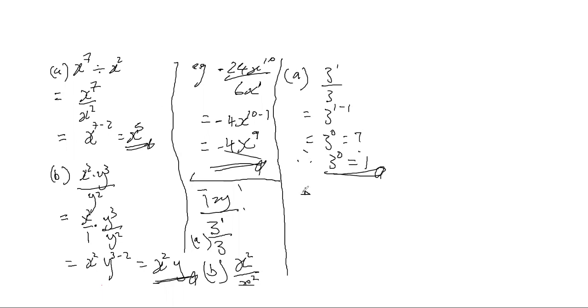The same thing will work for b. We have x squared divided by x squared. If you take a number and divide it by the very same number, what is the answer? The answer is 1. And so, therefore, x squared divided by x squared, by law number 2, is x to the exponent 2 minus 2, which is x to the exponent 0, which is 1.